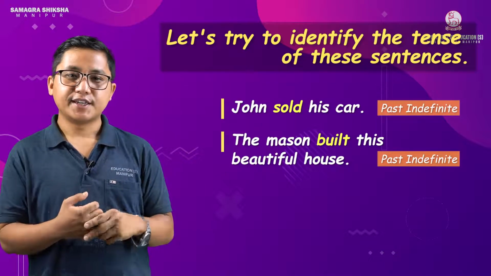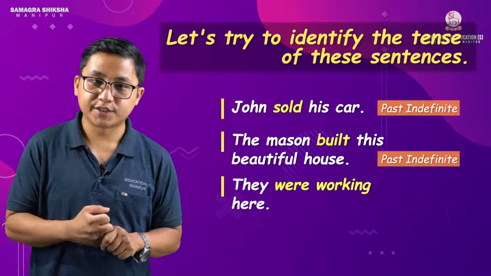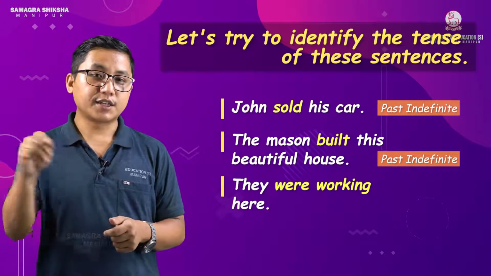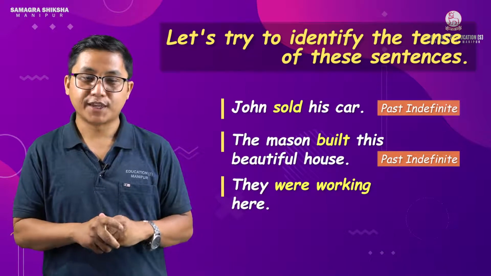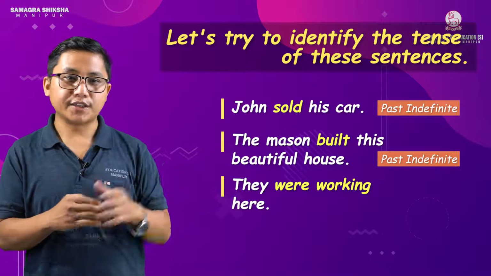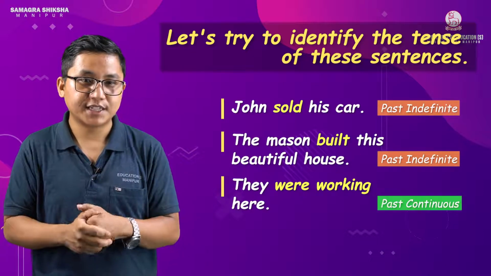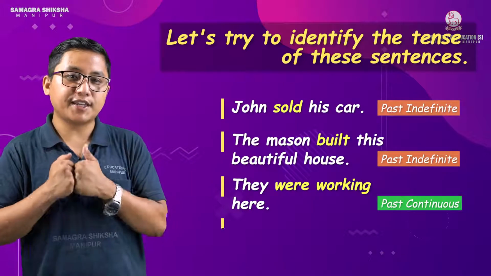Next sentence: they were working here. See the verb working, written in continuous form, ing form, and the helping verb were. So, they were working, it means it is past continuous. Then comes: she had given me this.